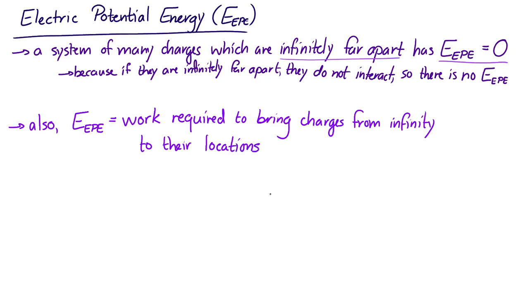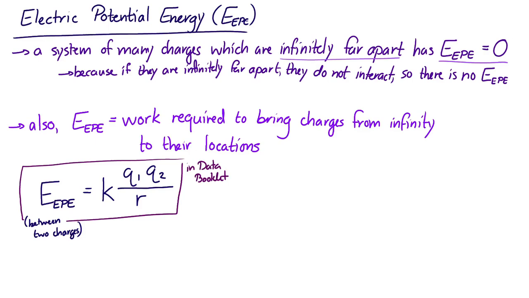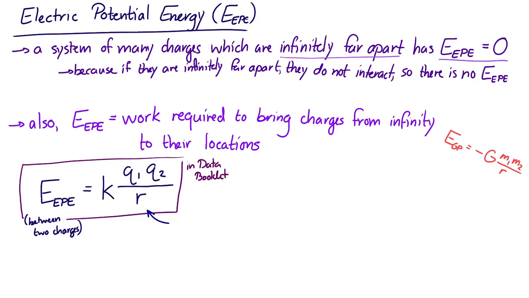Now, we have an expression for the electric potential energy between two charges. So if we have a pair of charges separated by a distance r, the electric potential energy is equal to k q1 q2 over r. That's given in your data booklet. Now notice this is a little bit different than the gravitation expression, because in the gravitation expression, the gravitational potential energy was always negative. Here, because charges can be positive or negative, the electric potential energy can also be positive or negative.